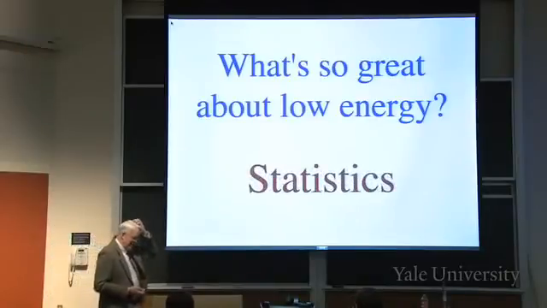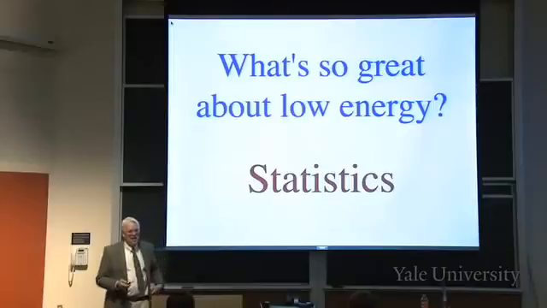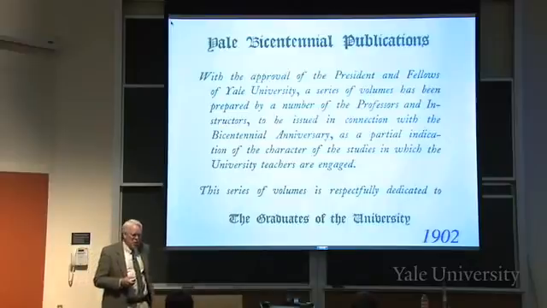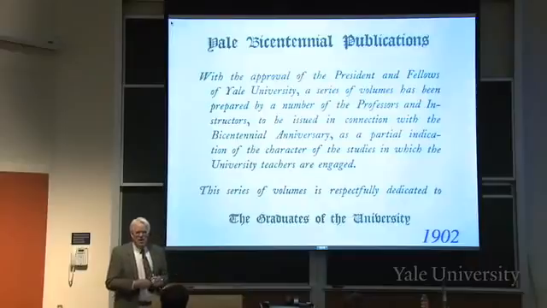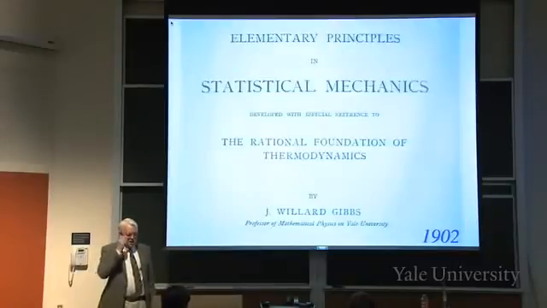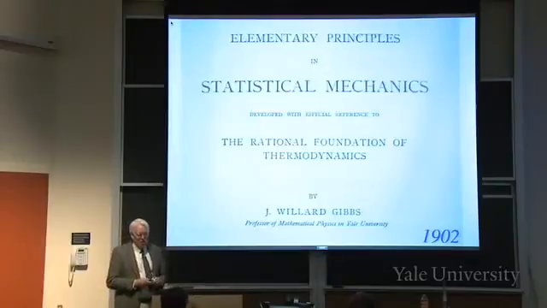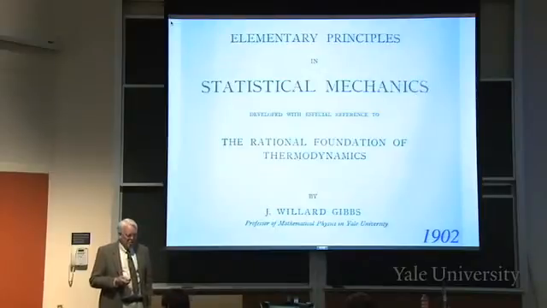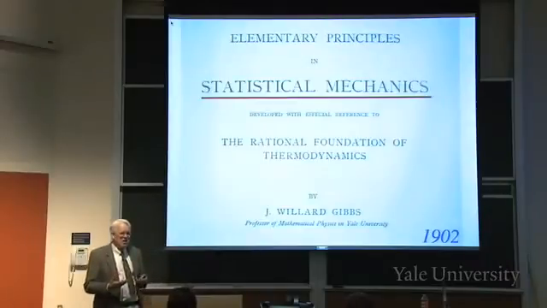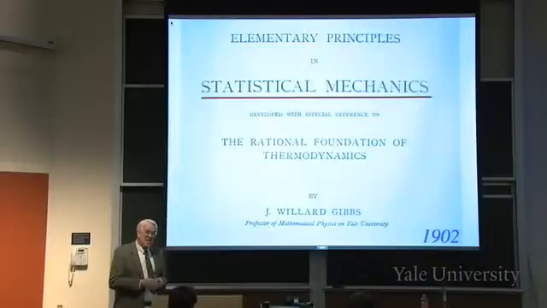This is a really interesting case, and it has to do with statistics, and especially at Yale, we should talk about this, because in 1902, when Yale celebrated its bicentennial, they published a number of books showing off the scholarship of Yale, as you can see here. And the most important of those books, by about 500 miles, was this one, Elementary Principles in Statistical Mechanics and the Rational Foundation of Thermodynamics by J. Willard Gibbs.